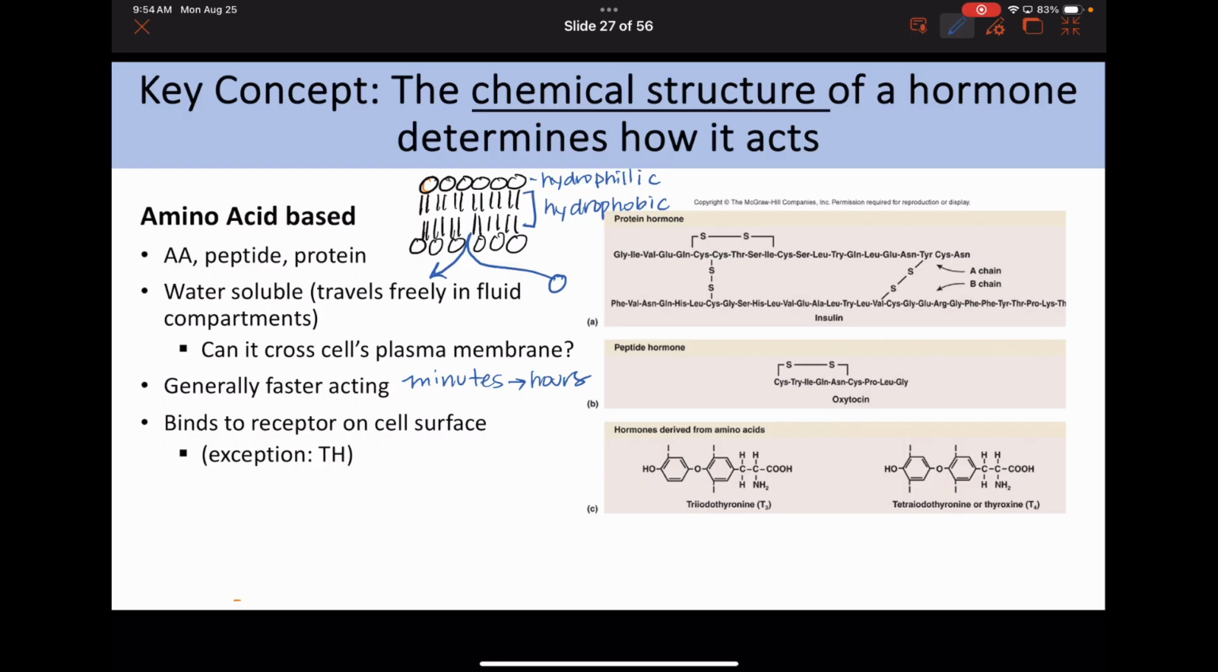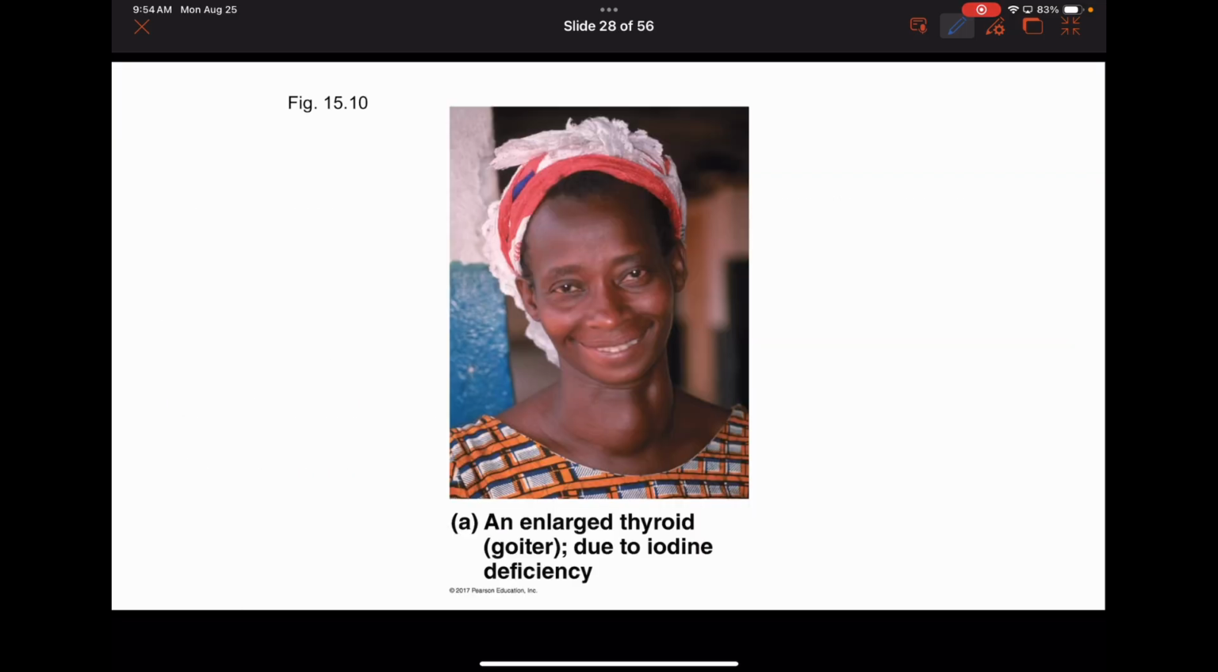So a clinical application to that is something called a goiter. This is a female from another country that has a goiter. Possibly the salt she's using or seasonings they're using is not iodized. For some reason, she's not getting enough iodine in her diet, which can cause a goiter. So a goiter is an enlargement of the thyroid gland. Essentially, her thyroid gland is overworking to try to produce thyroid hormone, but it doesn't have enough of the materials to do so. And so what she's exhibiting here with the enlarged thyroid is a goiter.